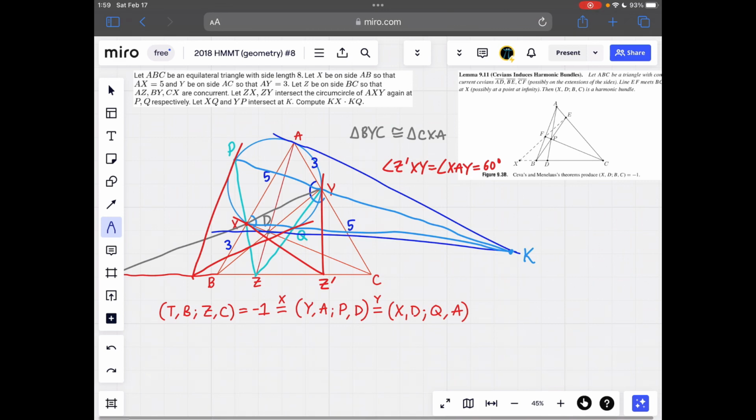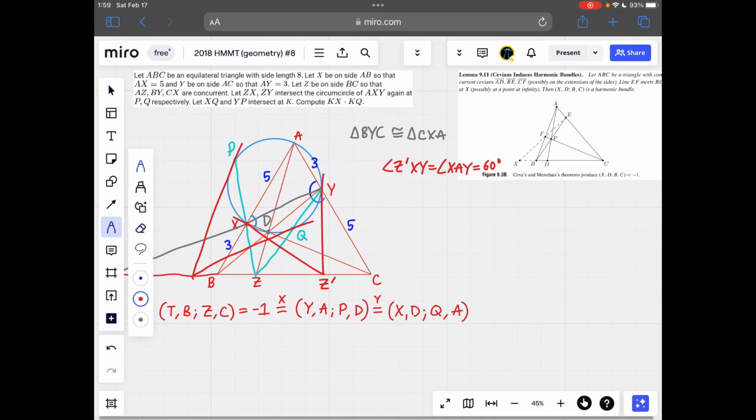So we know that both Z and Z prime lie on BC, and since all 4 points are collinear, point K lies on BC as well. So it is the intersection of the tangent to the circumcircle of AXY at A and line BC. Yes, point K does indeed lie on line BC, and it also lies on the tangent to the circumcircle of AXY at A. So this point right here is point K.